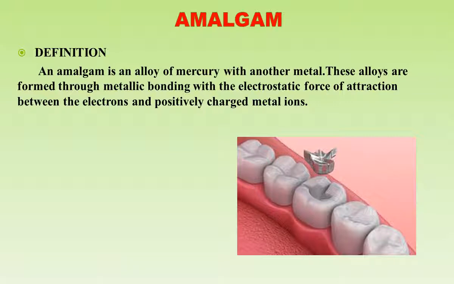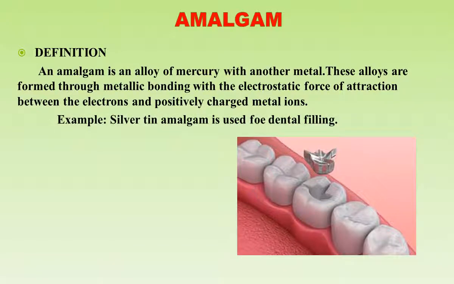So, these alloys are formed through metallic bonding with the electrostatic force of attraction between electrons and positively charged metal ions. So where do we use amalgam, and why do we need it? Silver tin amalgam is used for dental filling.